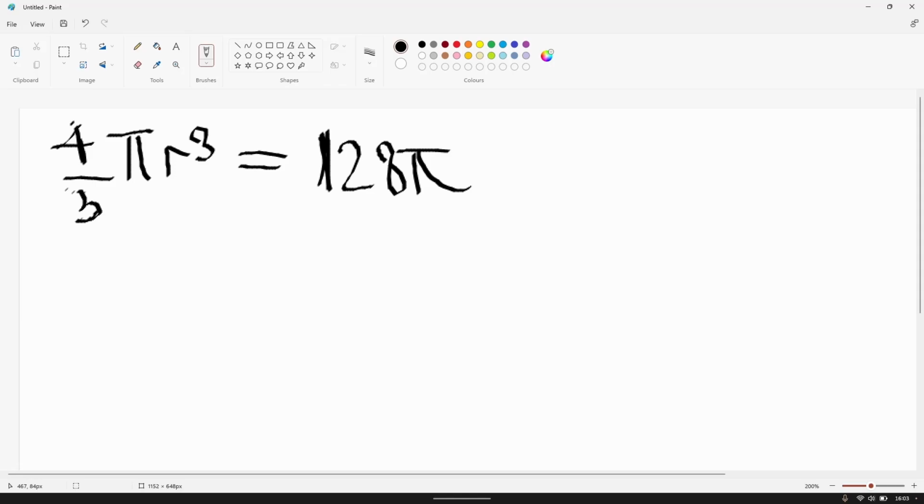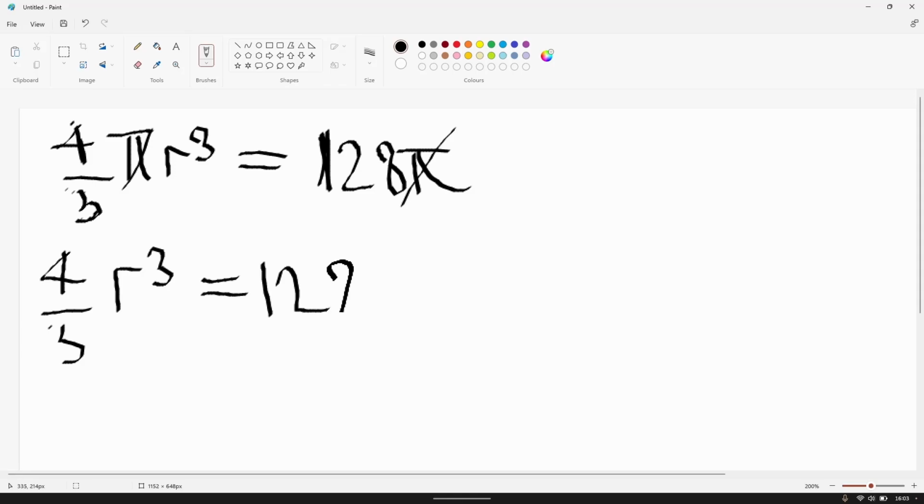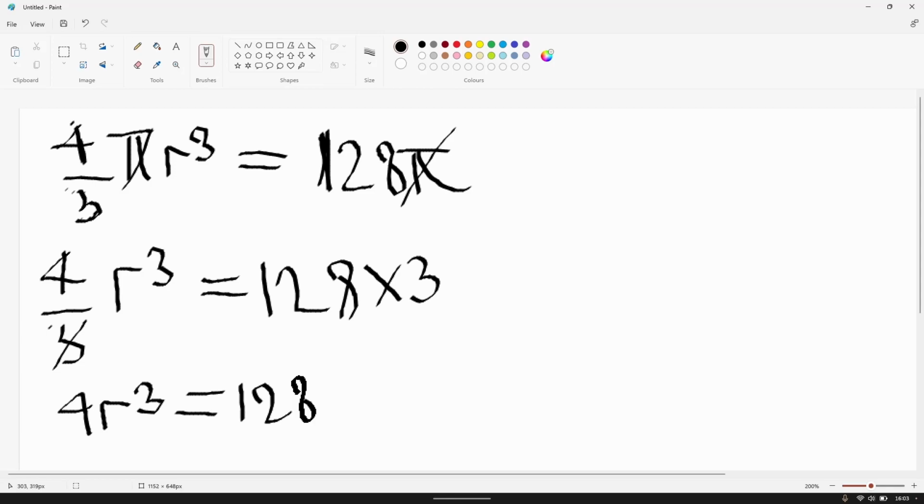Okay, so this is where I got to, and I panicked because what do you do from here? Get rid of that pi. Using a bit of quick algebra, we can just go bam, bam, and that's very nice. We can then take this fraction here. R cubed is equal to 128. Well, we can take this 3 from under here and times both sides by 3. We're left with 4r cubed is equal to 128 times 3.